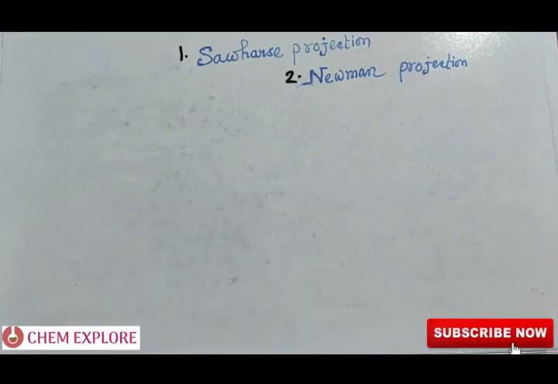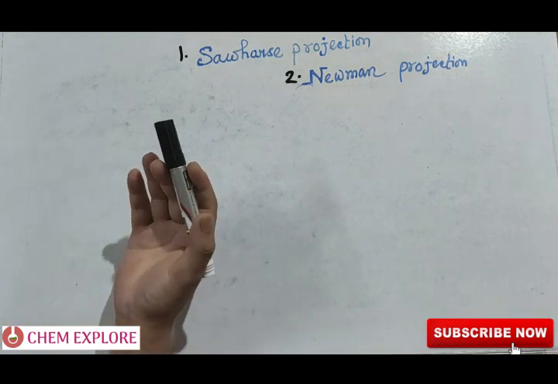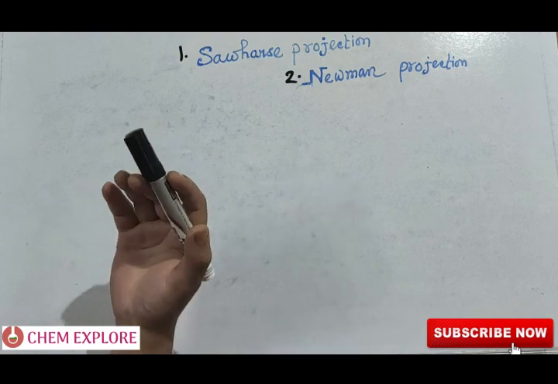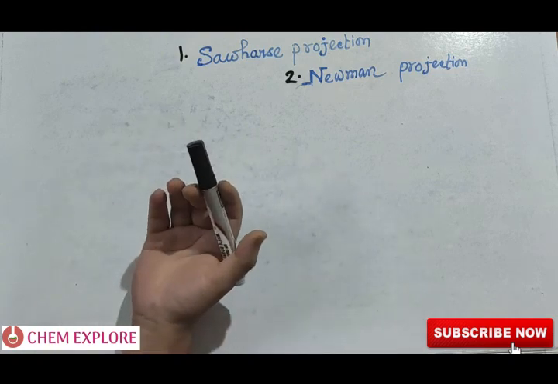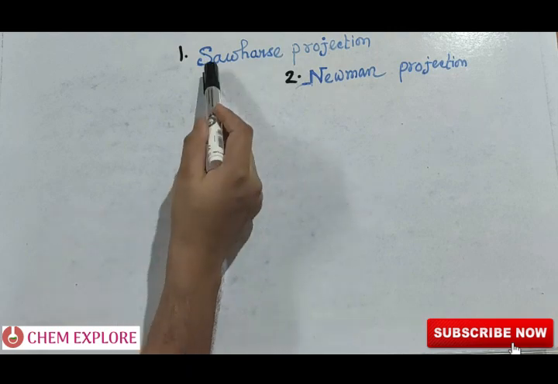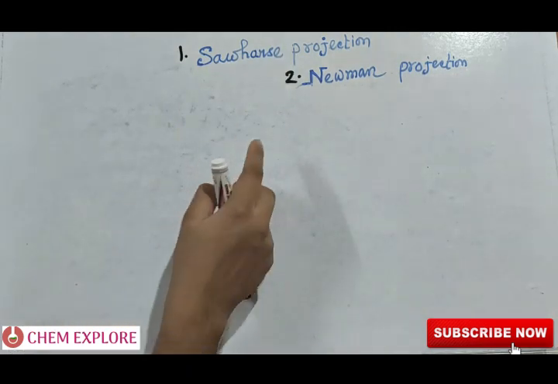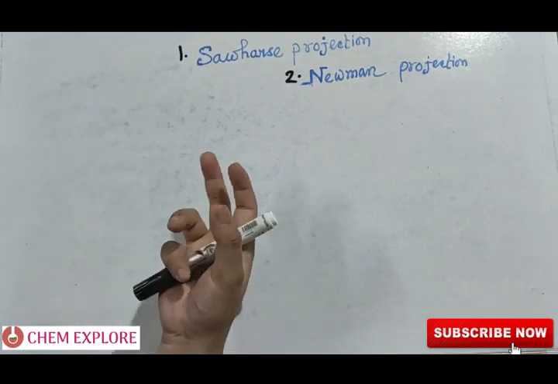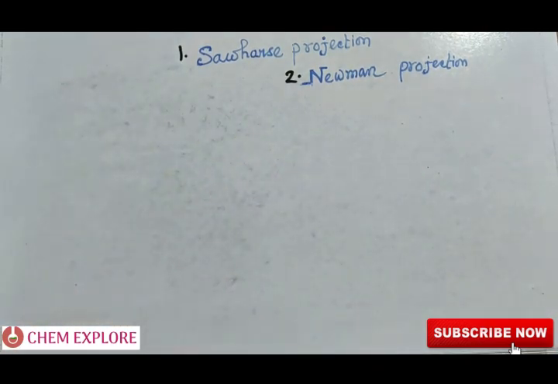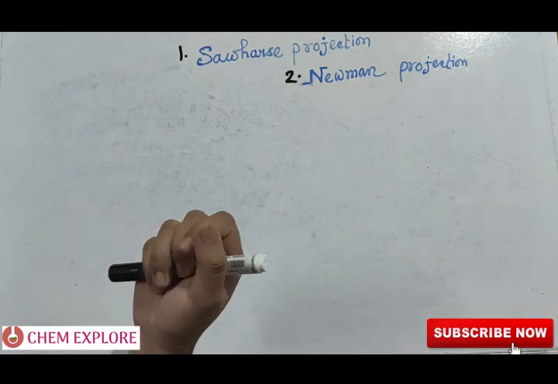So in this video today we are going to discuss two new concepts that are very important for stereochemistry, let's say for alkanes, and these are the Sawhorse projection and the Newman projection. It is very important for CSIR-NET, GATE, every exam. Also IIT-JAM, IIT-JEE.